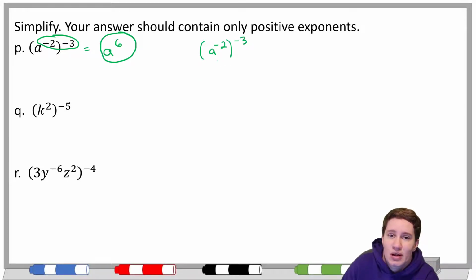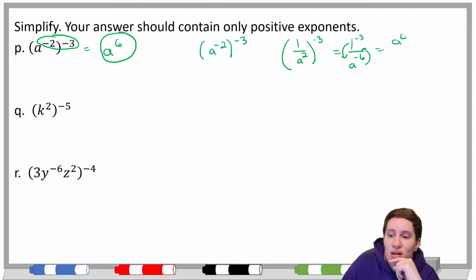If we change these to positive exponents, here's what that looks like. We would make it a squared on the bottom, and then we'd have this negative 3. So then that negative 3 is going to end up affecting both of the things inside of our parentheses. So that's 1 to the negative 3 over a to the negative 6. And then we would basically move this down to the bottom to give it a positive exponent, and this up to the top to give it a positive exponent. And so that's how we end up back with a positive a to the 6th up on top.